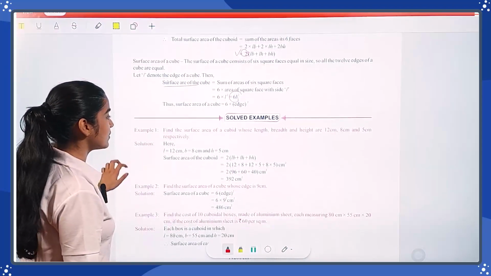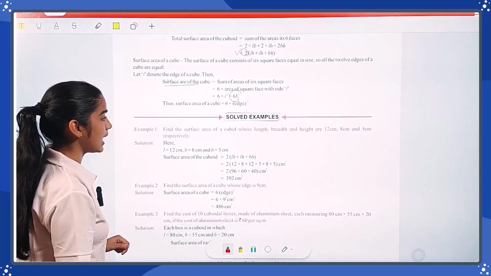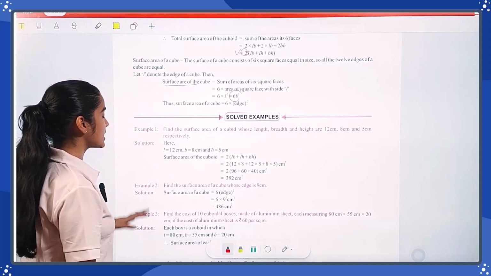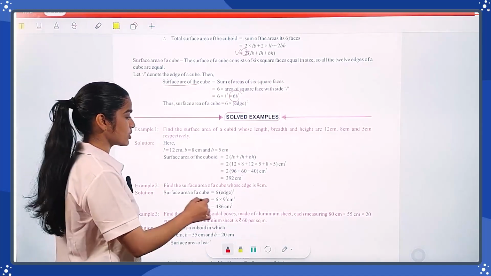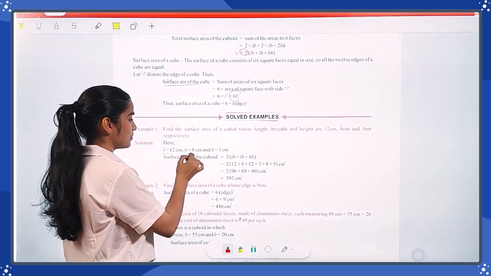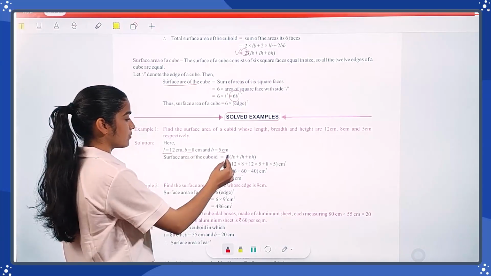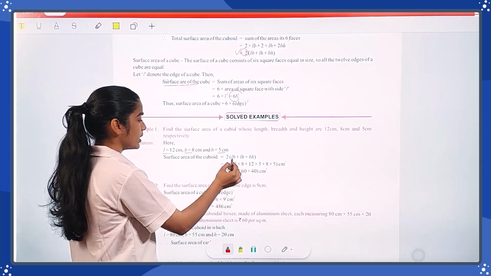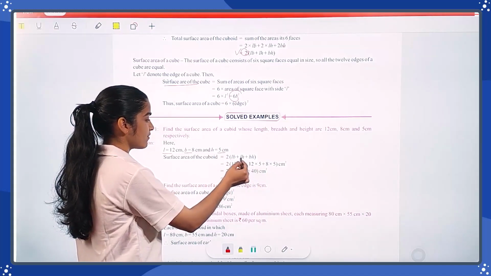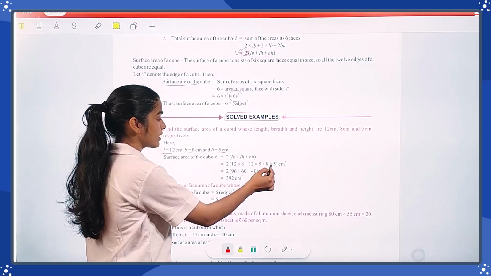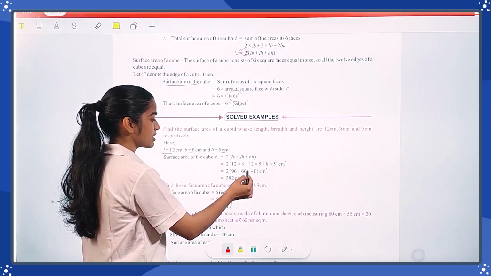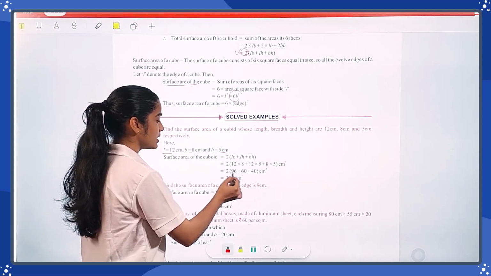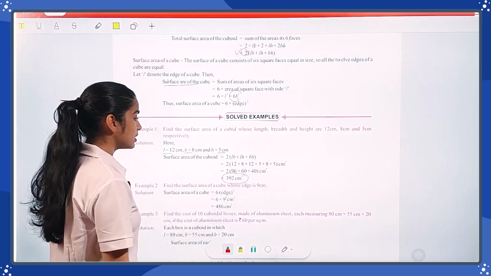Now find the surface area of the cuboid whose length, breadth and height are 12 centimeter, 8 centimeter and 5 centimeter respectively. This is your length, breadth and height. You have to put these values into this formula. So 12 into 8, L into B, 12 into 5, L into H, 8 into 5, B into H. 96 plus 60 plus 40, multiplied by 2, is 392 centimeter square.